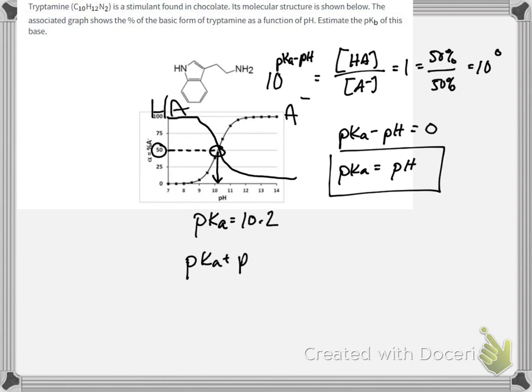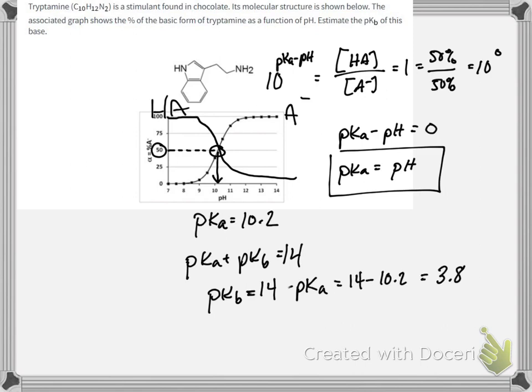But the question asks for pKb. So we use the relationship pKa plus pKb equals 14, and we can solve for pKb. 14 minus 10.2 is 3.8. So all of these graphs are very similar in that you can calculate pKb from the pKa, and correspondingly pKb from the 50-50 mark.